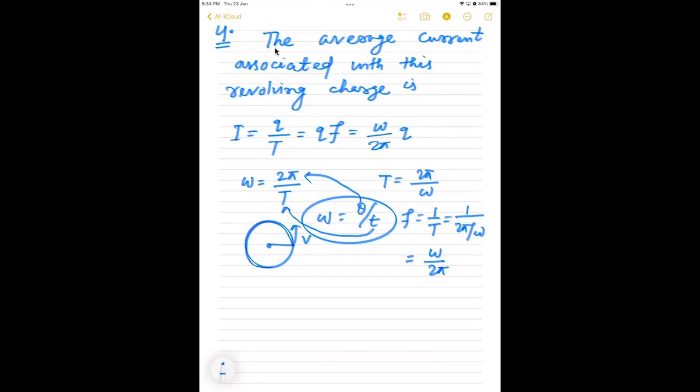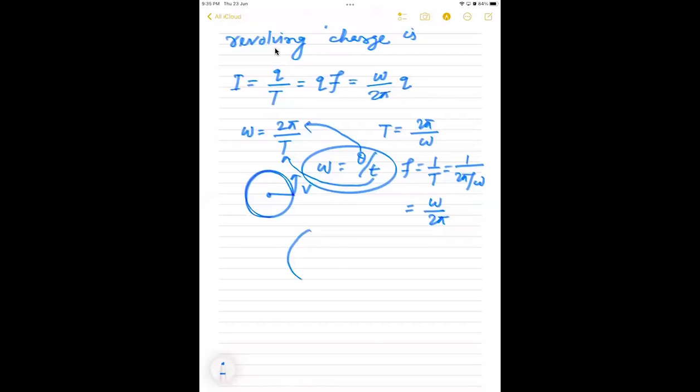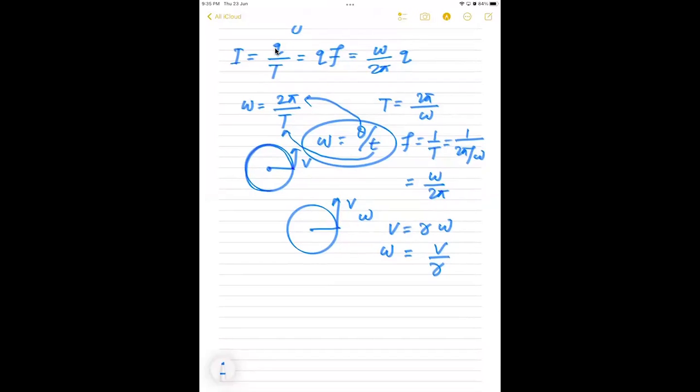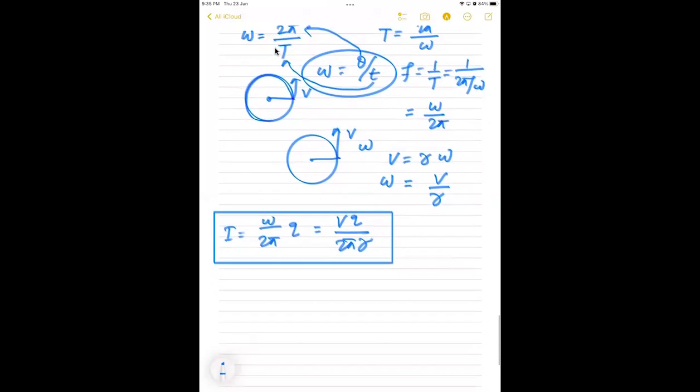And students, when a body moves in a circular path, do you remember the relation I told you about linear velocity and angular velocity? V is equal to radius times angular velocity. Do you remember? And in place of omega, can you write V by R? Can you write or not? So where you have written I is equal to omega by 2 pi into q, in place of omega you can write V q by 2 pi r. So students, if speed is given, radius is given, charge is given, then can you find current?